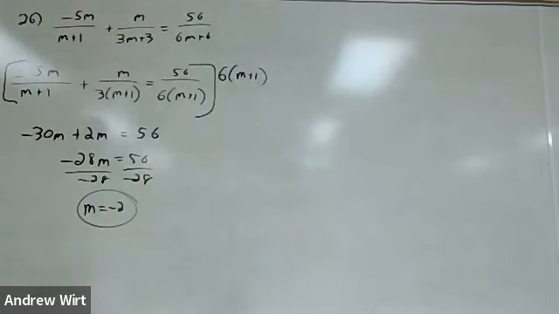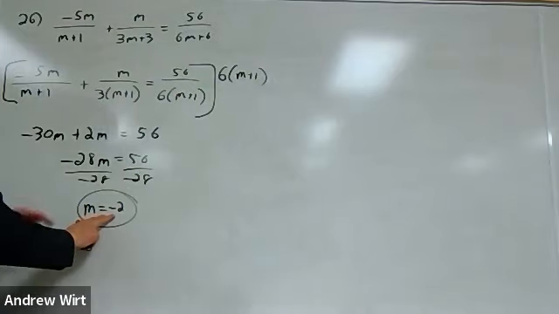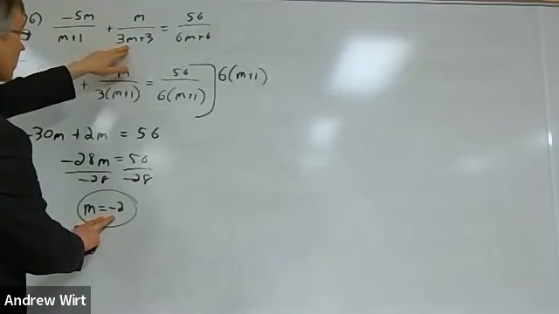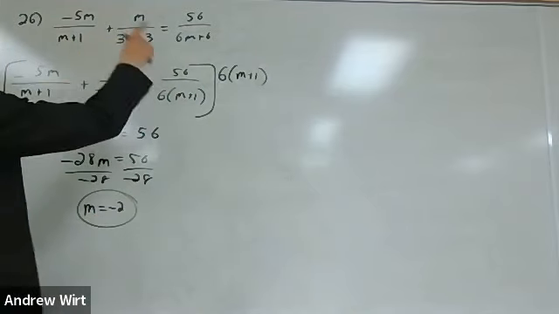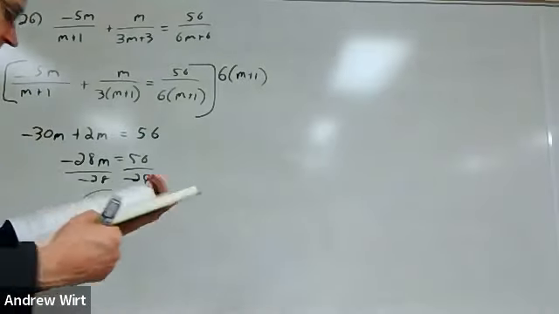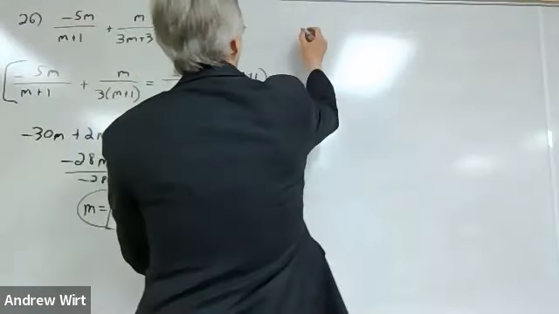All right, let's make sure we don't get division by 0. If I plug in negative 2 here, I get negative 1, so that's fine. I get negative 3 here and negative 6 there. So no division by 0, and that is the real solution. 27. In this case, we have a proportion.